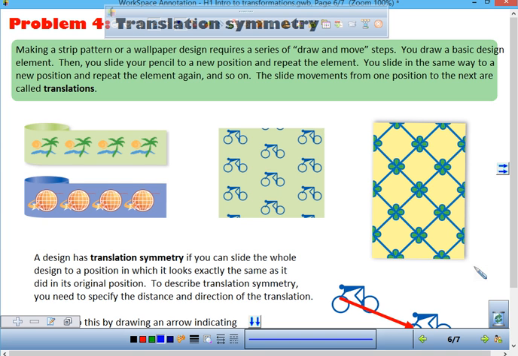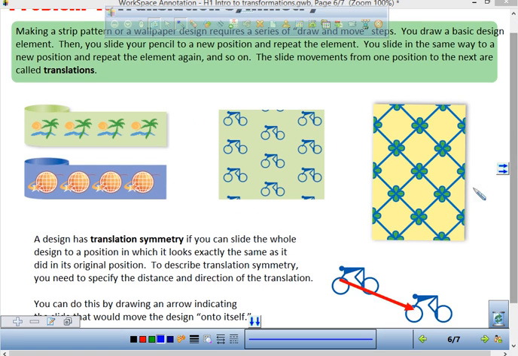Okay, then translation symmetry, the last one. When we talk about translation symmetry, the only things I want you to tell me is the direction it moves and how far it moves. Okay? So there's 2 things when you talk about translation. You might want to put it somewhere. There's 2 things that you have to tell me. You have to tell me direction, and you have to tell me how far. Those 2 things.